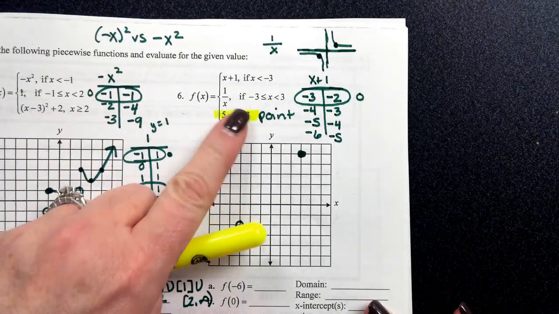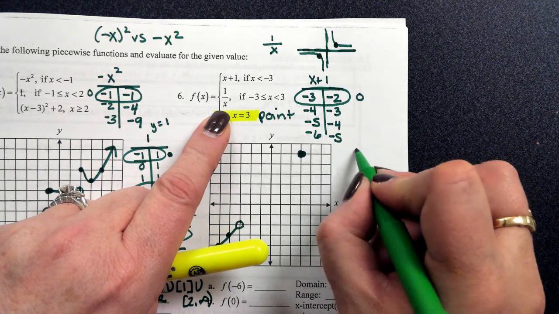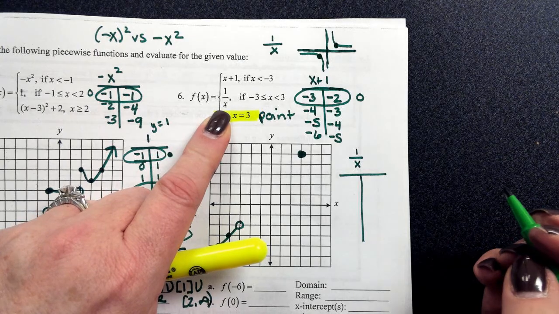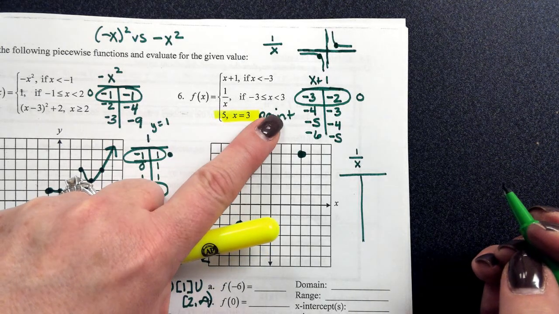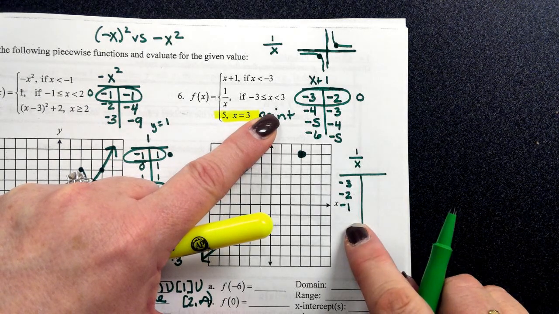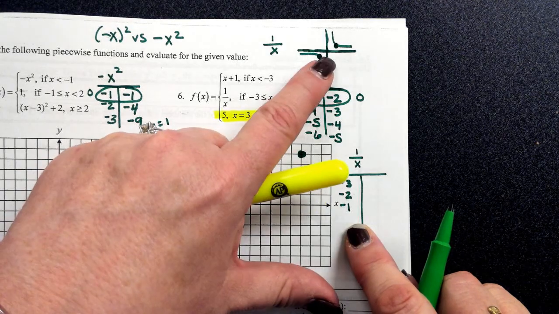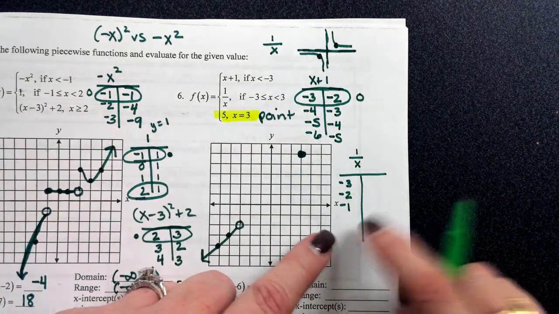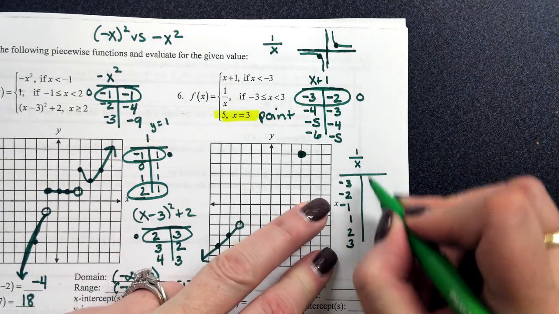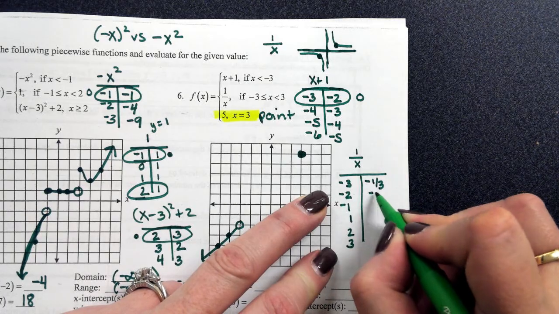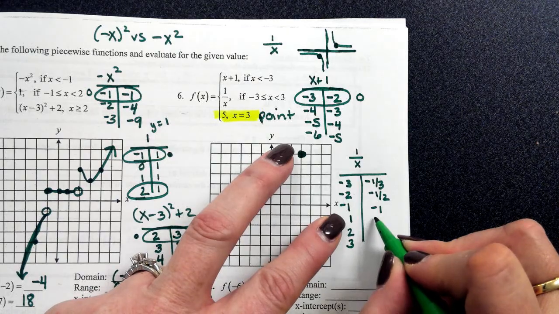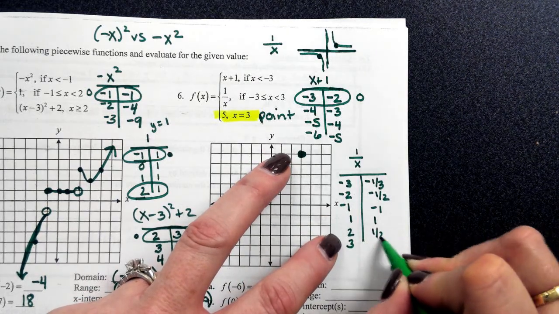So now when I go to build my table for 1 over x, I'm going to fill out x values from -3 to 3. So -3, -2, -1. Can I include 0 in this table? No, because remember, at 0 you've got asymptotes. So then I'll fill in 1, 2, 3. So when I plug in -3, that's -1/3, then -1/2, and then -1. At 1, 1 over 1 will be 1, then 1/2, 1/3.